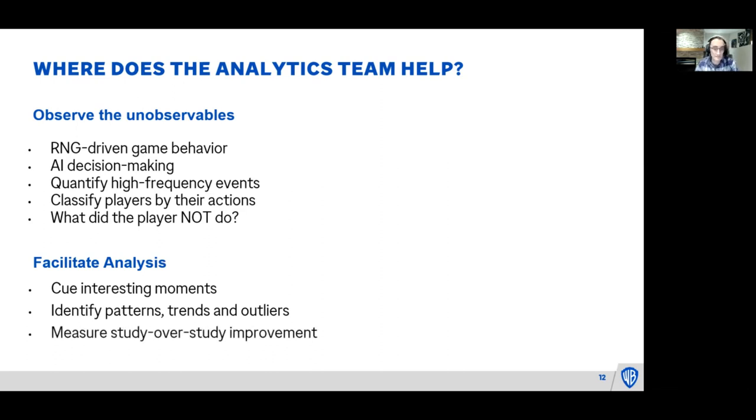And finally, we can measure improvements as the game evolves, right? So in a given study, let's say recommendations were made and design has implemented them, and we run another study to confirm the effect, and we can measure it, right? We can say, hey, the appreciation score went up and the thing that we were trying to fix from the last study was actually fixed. Players are doing or not doing whatever thing we didn't want to or wanted them to do.